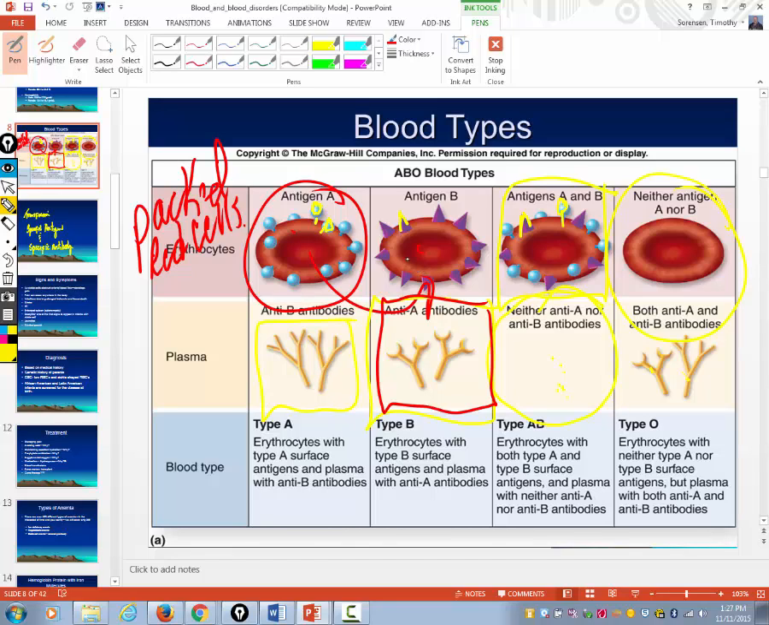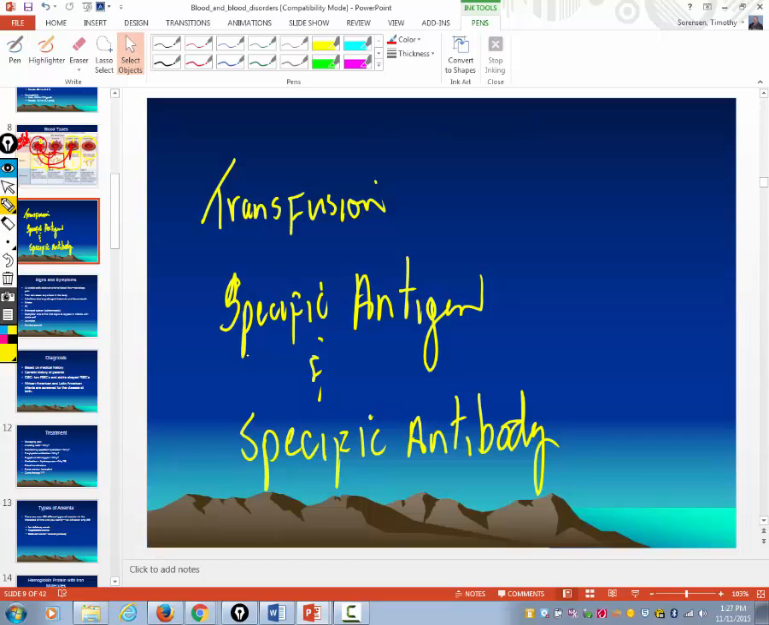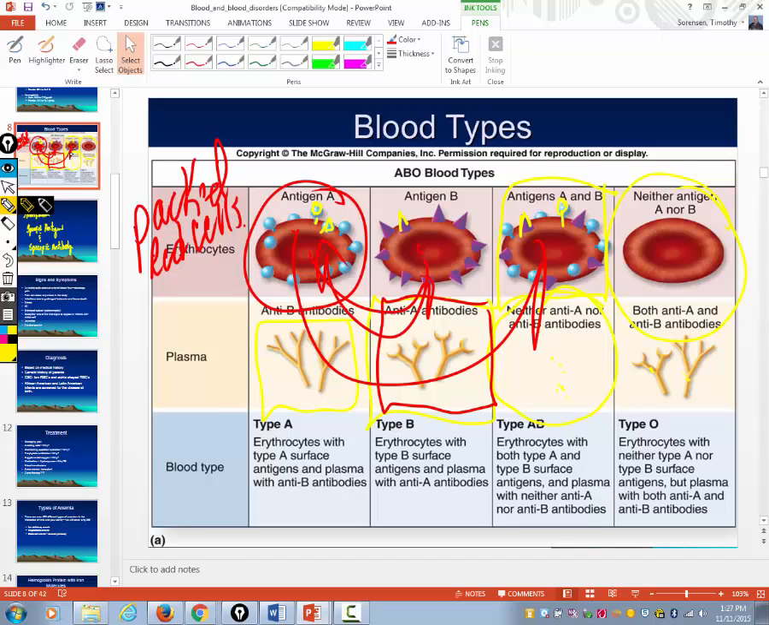So can you do that? Now, can you give a person who is type A, type B blood? No, for the same reason. Now watch. Can you give a person who is type AB, A blood? Yes, you can. Because let's go back. You got to have a specific antigen and a specific antibody. In a person with type AB blood, what's floating in their plasma? No antibodies. So if you have no antibodies, can you get a transfusion reaction? No, you can't.